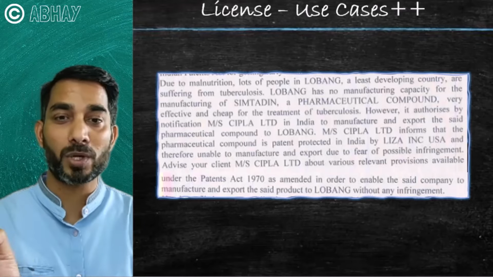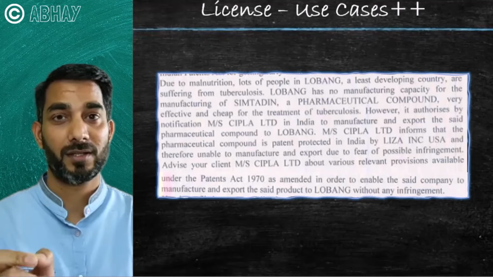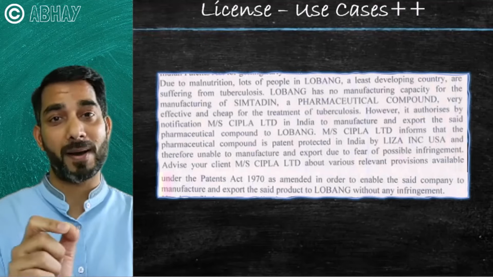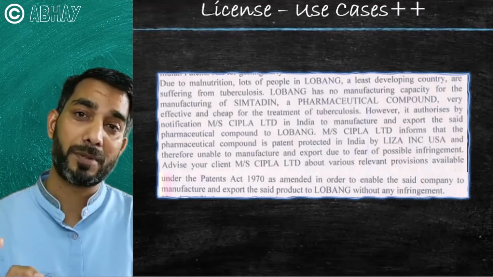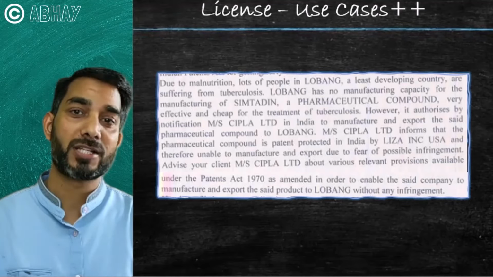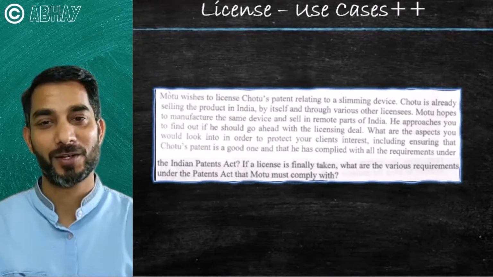For example, notification issued by the country is one such condition, which can be used by CIPLA for applying for CL only for the purpose of manufacturing and exporting. Let's get going to the next one.